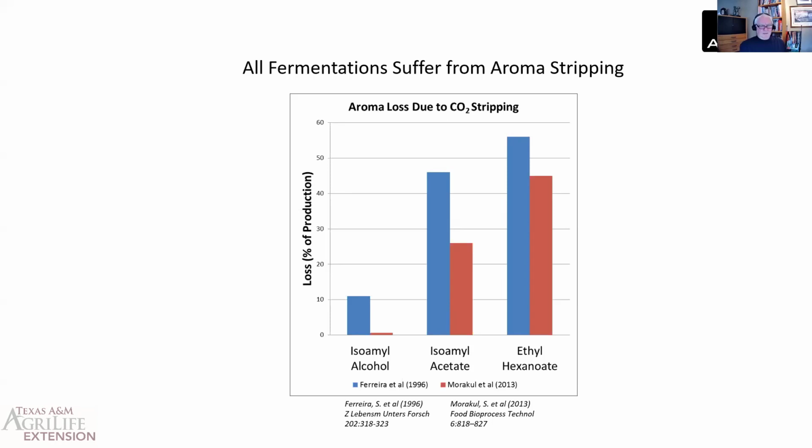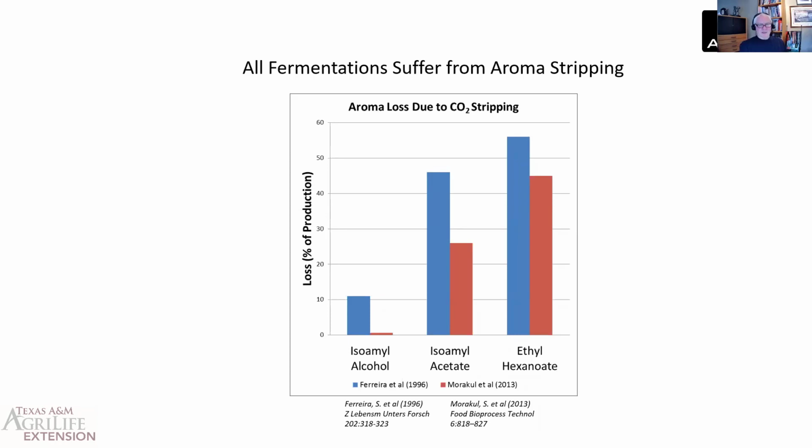Again, the isoamyl alcohol was essentially not lost at all, but the esters, both acetate and ethyl esters, were lost to a fairly significant degree. You see that the ethyl hexanoate was up around 45% loss, and the isoamyl acetate about 25% loss. These losses get bigger if you do a warmer fermentation.